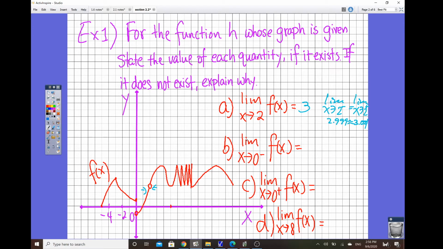And now what about the limit as x approaches 0 from the left? That means we're looking at the piecewise function with this graph right here.